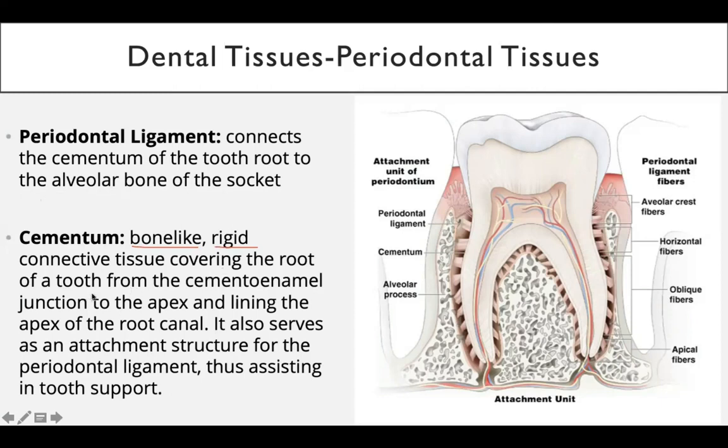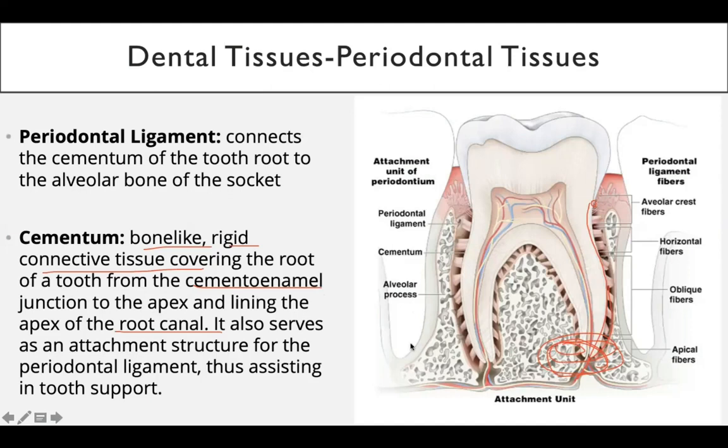It covers the root of the tooth from the cemento-enamel junction. What is the cemento-enamel junction? This is the cemento-enamel junction, where enamel and cementum start. I have drawn it quite large, but it should be like this. Bone-like rigid connective tissue covering the root of the tooth from the cemento-enamel junction to the apex. This is the apex, right? Root. And lining the apex of the root canal. All the way, the cementum goes down all the way.